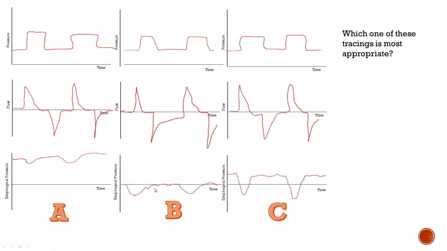In B, this is just very over-PEEPed. You're going to get barotrauma because your PEEP is way too high. You can see that your esophageal pressure is negative for the most part, and your PEEP is set way too high for that. So you don't need this much PEEP. You're overusing PEEP here. And in this one, you have a pretty appropriate PEEP setting, which is just above the esophageal pressure tracing line at the end of expiration. So C would be the most appropriate. And you can see these lines here which help guide you.